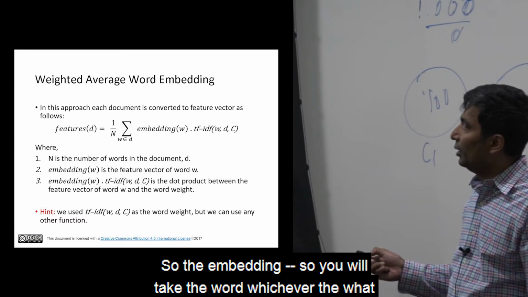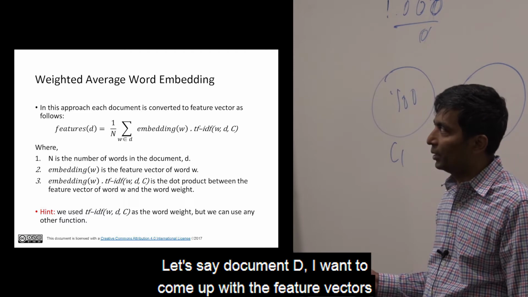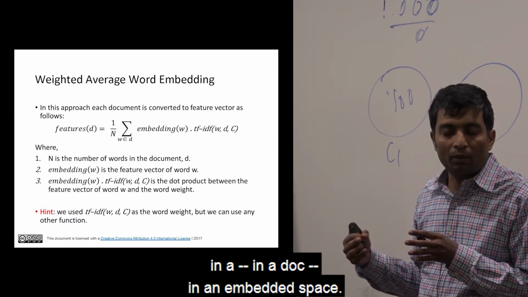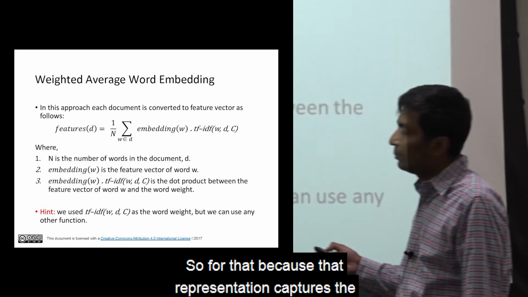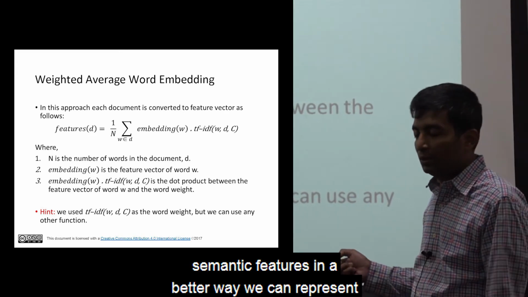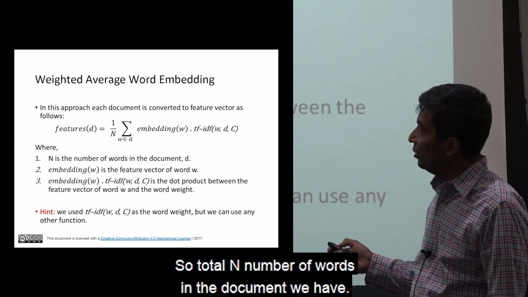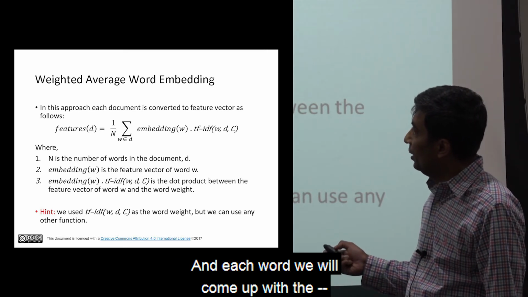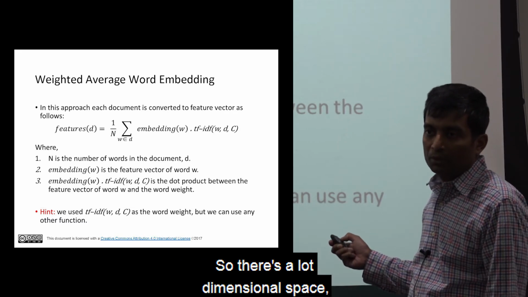So the embedding. You will take each word that appears in the document, let's say document D. I want to come up with the feature vectors in an embedded space, because that representation captures the semantic features, or in a better way we can represent the features. So with a total of n words in the document, for each word we will come up with a word2vec representation, right?